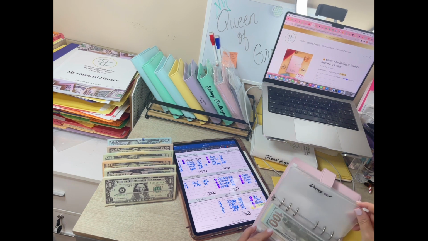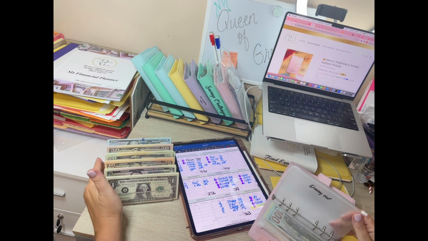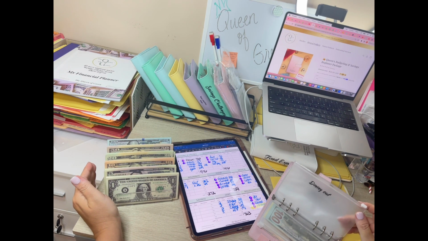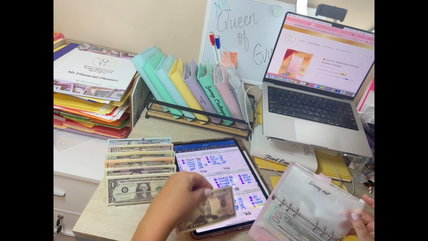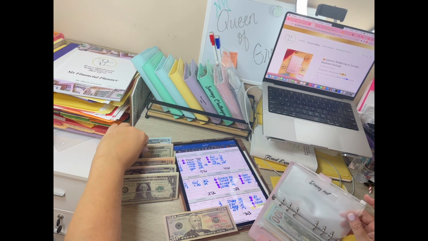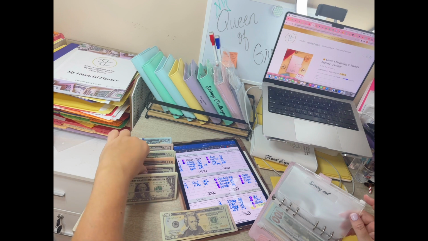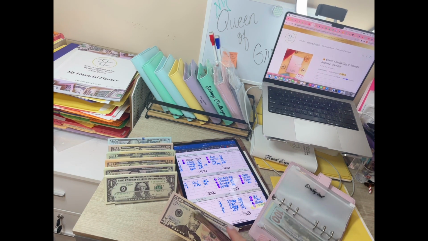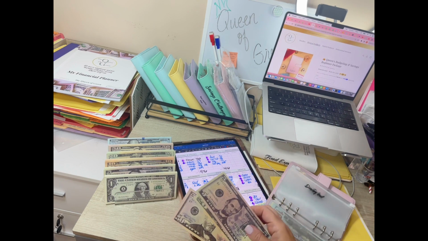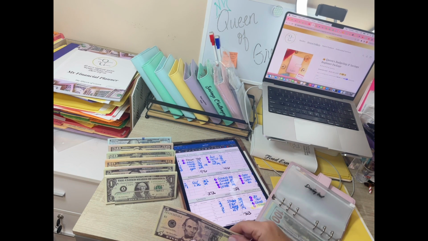Now the dining out, I'm going to do the same thing. The dining out is $50 and the lunches are $25. So I'm going to take the $50 and I'm going to take the $20 and the $5. Now I could have broken down the $50 into two $20s and a $10 or any other denomination that I wanted.